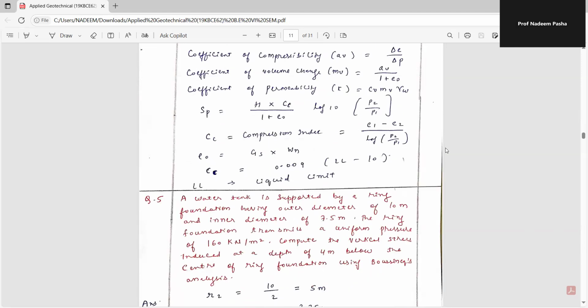Coefficient of compressibility av equal to delta e by delta p. Coefficient of volume change mv equal to av by 1 plus e naught. Coefficient of permeability k equal to Cv mv gamma w. So your S is equal to H into Cc divided by 1 plus e naught, log to the base 10 of p2 by p1. Cc is the compression index, equal to (e1 minus e2) by log of p2 by p1. e naught equal to Gs into wn. So Cc is equal to 0.009 into (LL minus 10), where LL is the liquid limit.